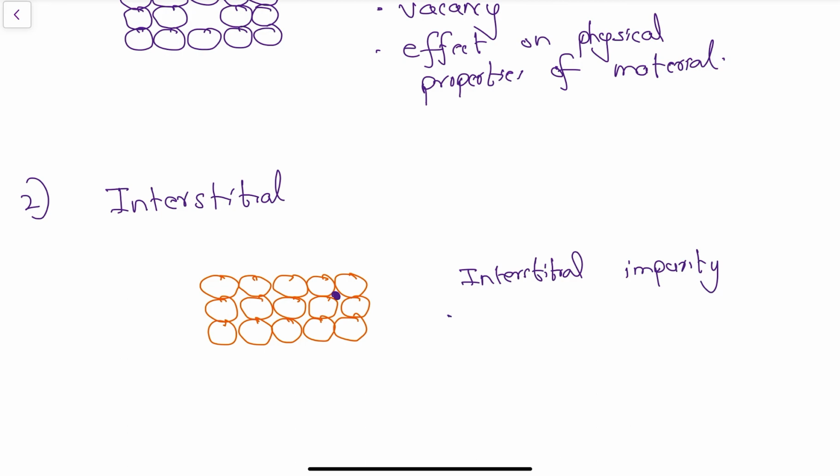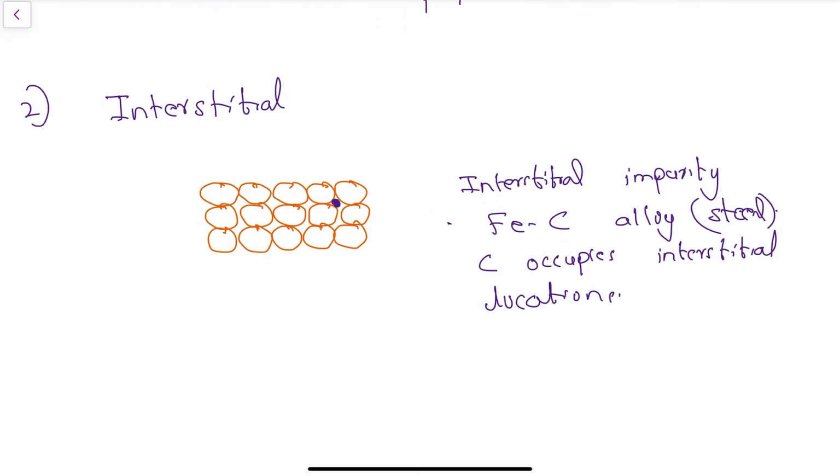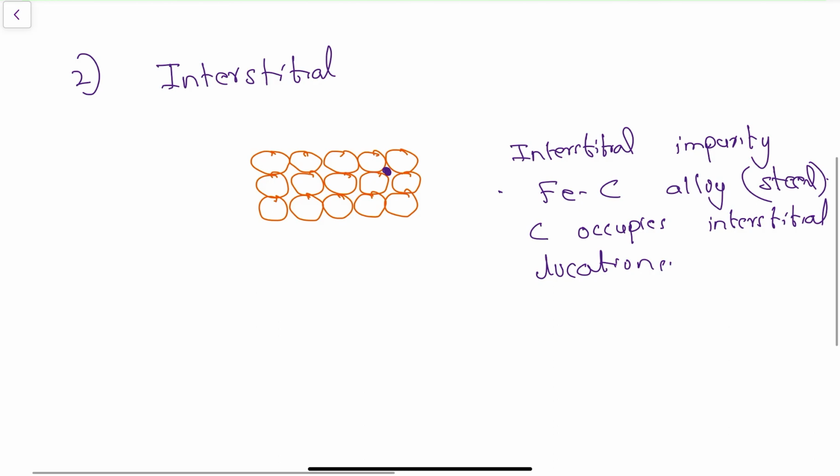One common example is steel, that is, an iron-carbon alloy. Here, the carbon atoms occupy the interstitial positions in the iron. So this is an interstitial impurity. This is another kind of defect.